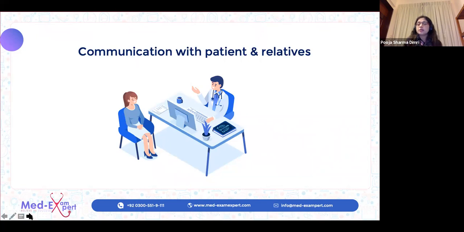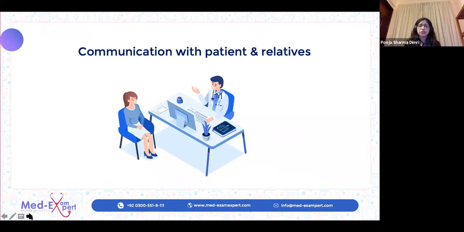Then the other part of communication is honesty. When you have to explain anything to the patient, like you are talking about, you know, breaking bad news, you have to be honest. If some complication has occurred in surgery, you have to be honest. So that also is a part of communication.